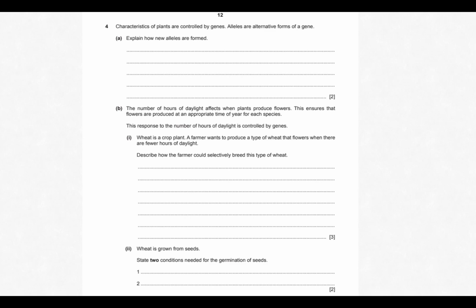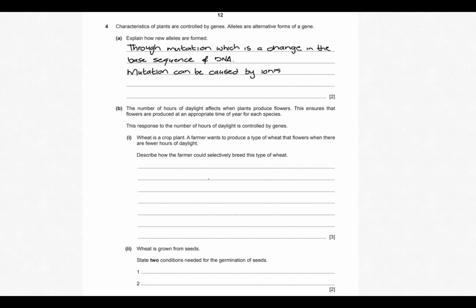Now, new alleles are formed through mutation, which is a change in the base sequence of the DNA. The bases are guanine, cytosine, thymine, and adenine. When one of those, or more than one, is changed, the gene changes as well. Now, mutation can be caused by ionizing radiation or other mutagens, such as chemicals.